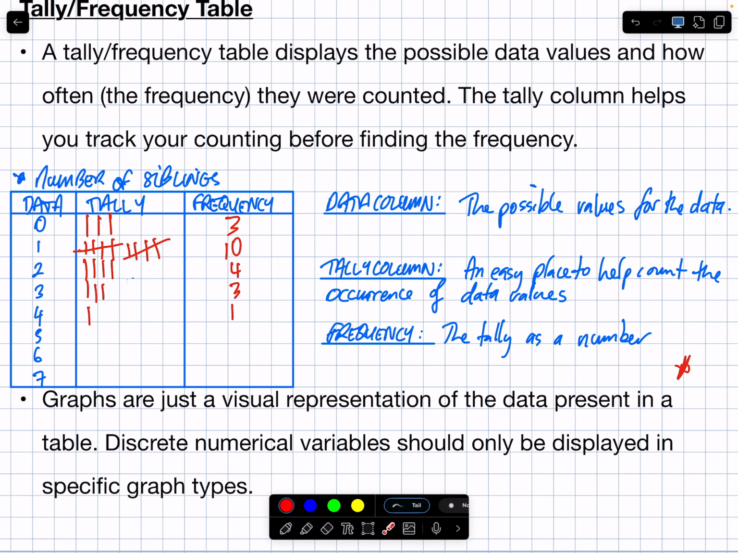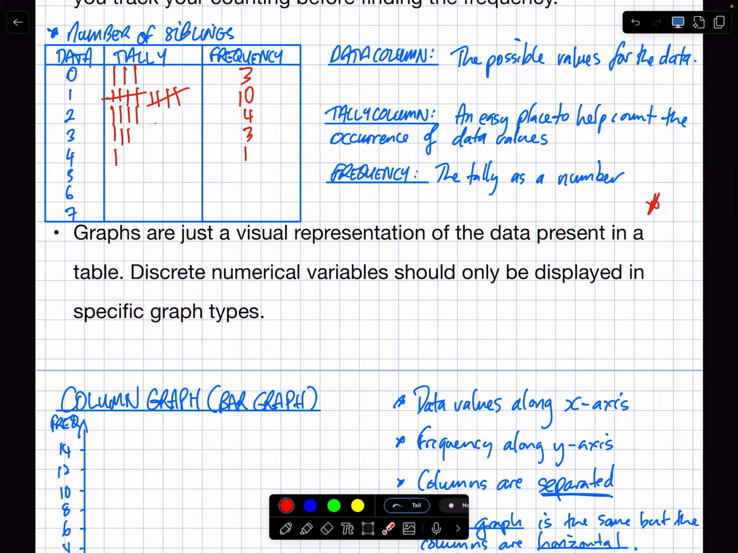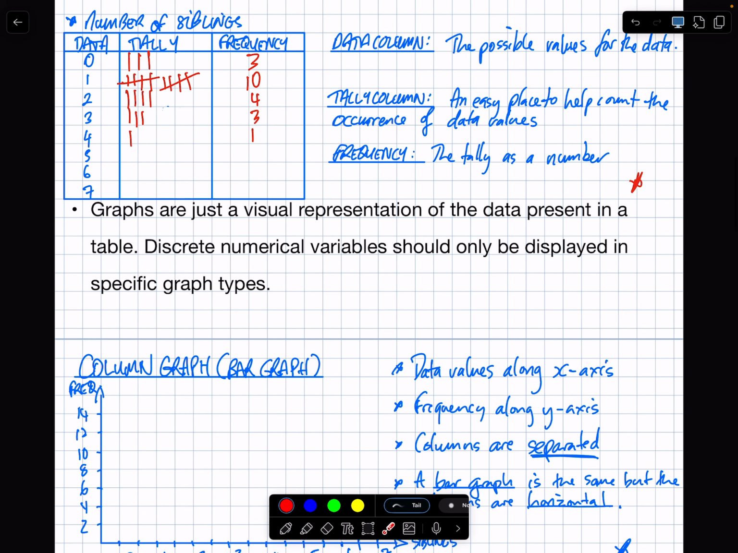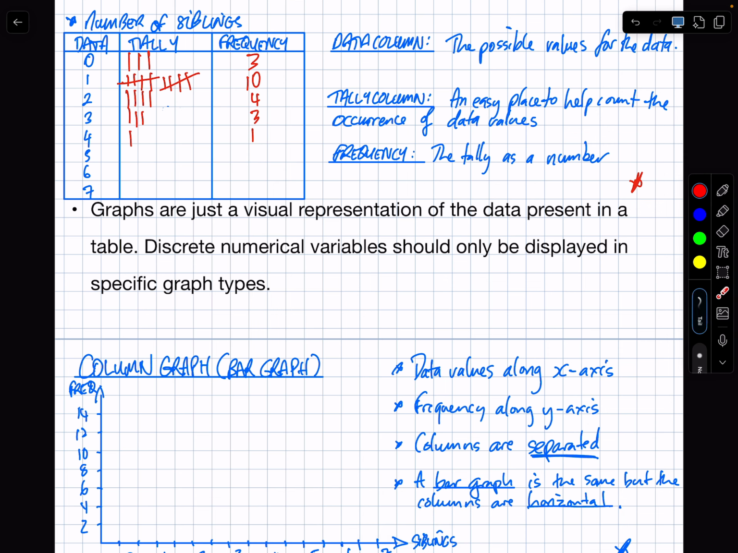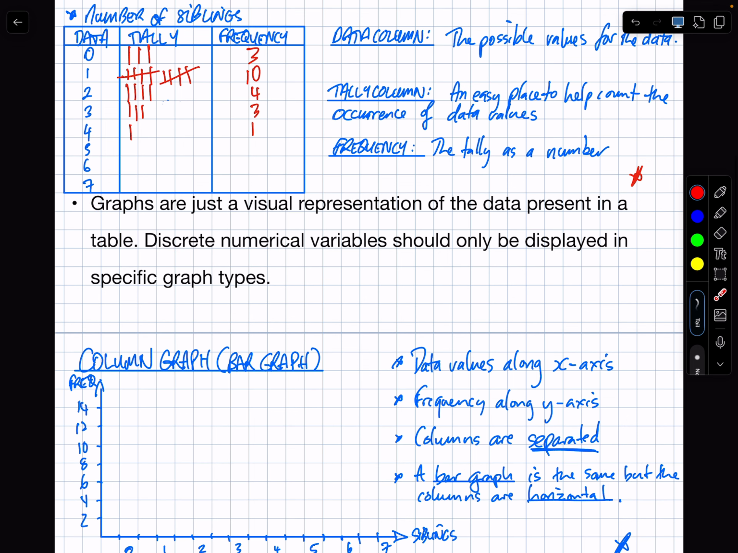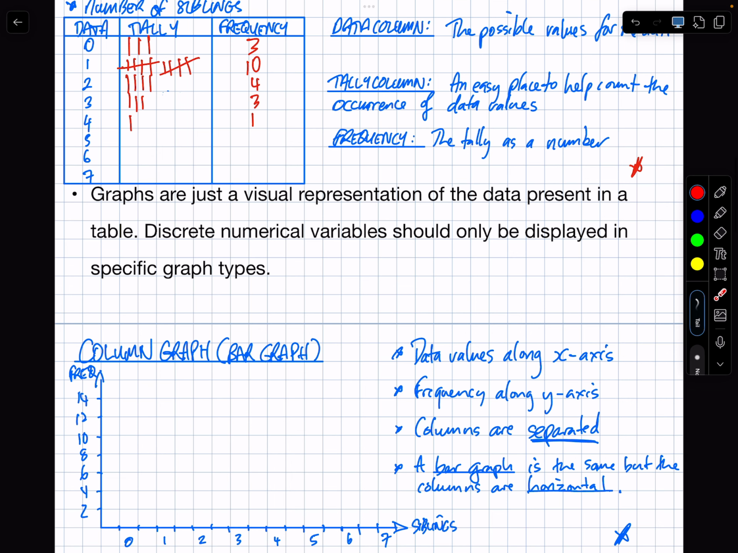I'll zoom out just enough, because people have been on it. What I've shown you there is a tally frequency table. Before you graph anything, put your data into a tally frequency table, because then you can put it into any graph. Graphs are just a visual representation of the data that's in a table. Discrete numerical data should only be displayed in the graph types I'm showing you today.